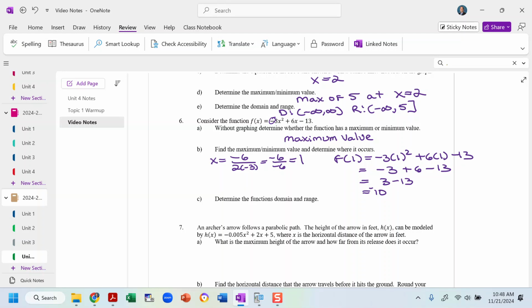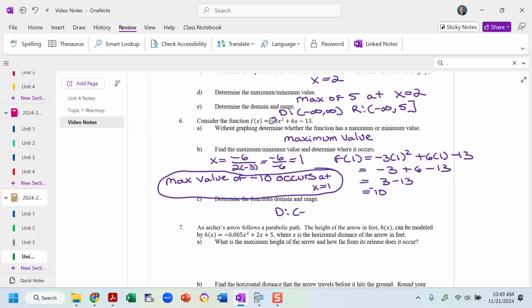So we have a maximum value of negative 10, or the maximum value of negative 10 occurs at x equals 1. So that is there. The domain, remember, is all real numbers. And the range, since it is a maximum value, is going to go negative infinity to negative 10 included.